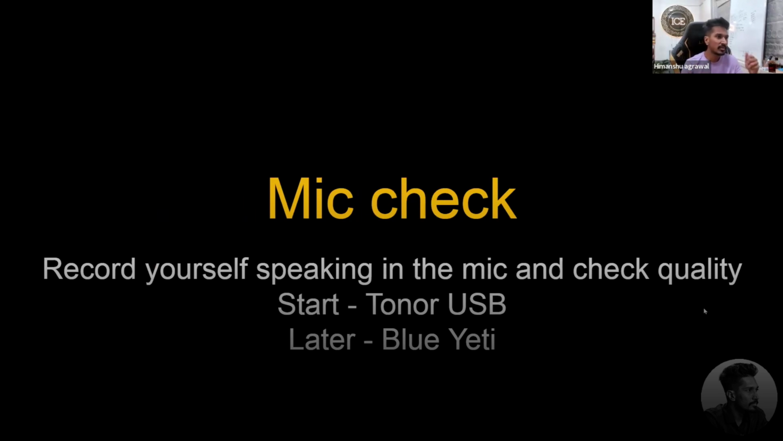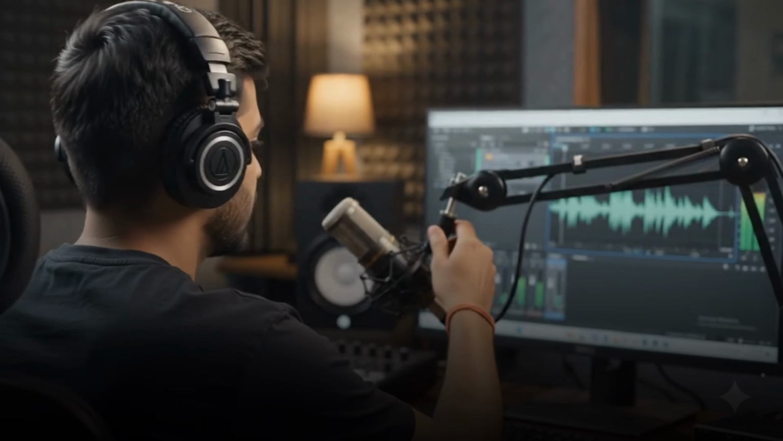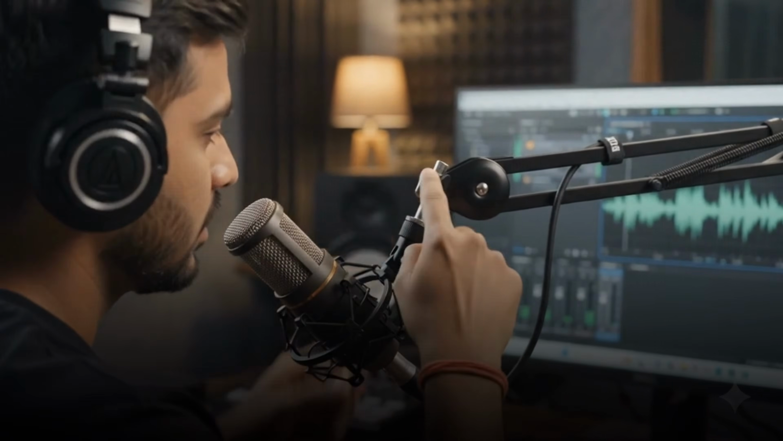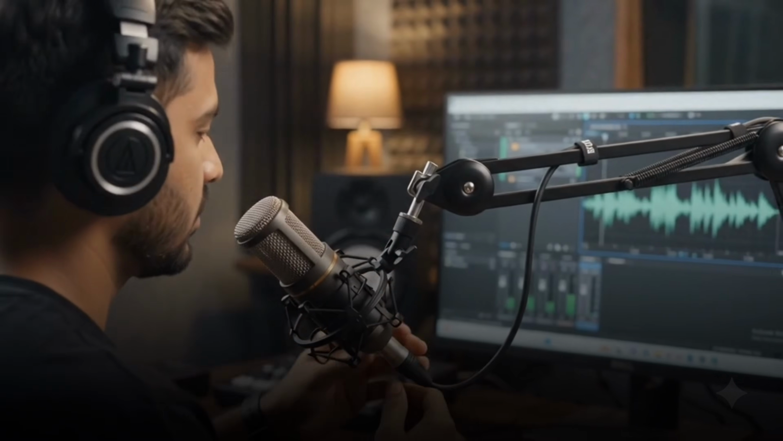Now mic check. Start with a Toner USB mic. Again, go on Amazon, we have already taught you this. And then later switch to a Blue Yeti mic. Record yourself speaking in the mic and then check the quality. So basically open Zoom, speak in the mic, pause the recording, watch the recording, and if it has come out correctly, that means your mic is perfect.